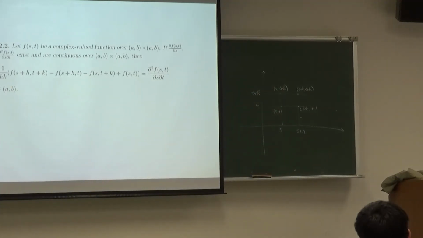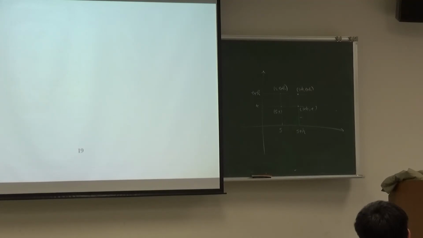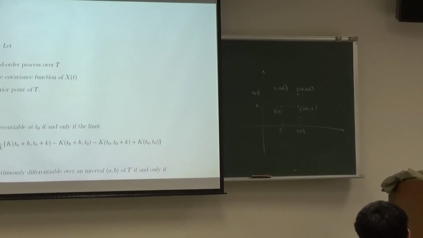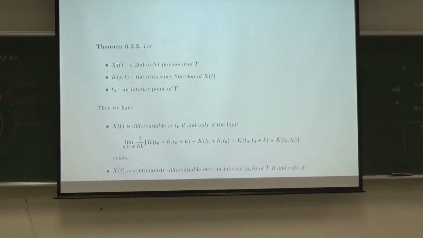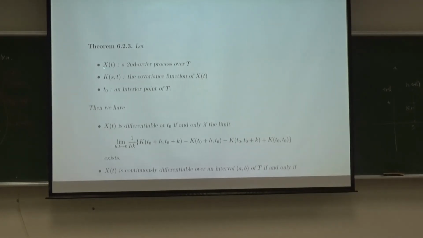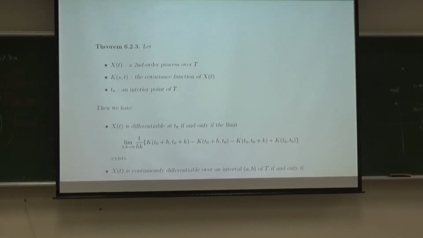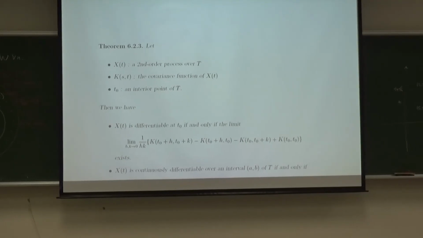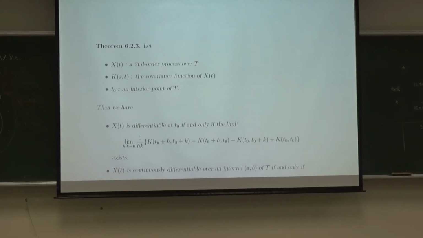Right? So it's a lemma from calculus. Okay, so now we can apply the lemma here. That x of t is a second order process, just like here. And k of x t is the covariance function of x of t. And t0 is an interior point.